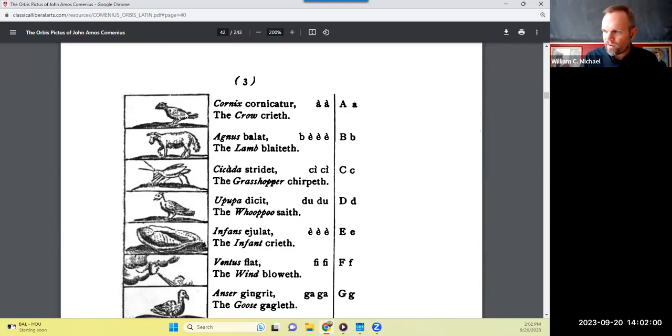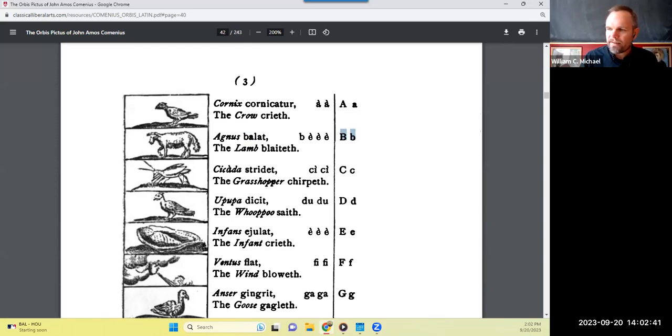So, for example, the first one is cornix cornicator. Cornix is the Latin for crow. So if you think of the sound that a crow makes, right? That's the sound of the Latin letter A. So we hear the sound of the letter A in the crow's crying. Next, agnus balat. Agnus is the Latin word for lamb, like agnus Dei, right? Balat means to make that baaing sound of the lamb. Be, be. So that's the second sound, the sound of the letter be.